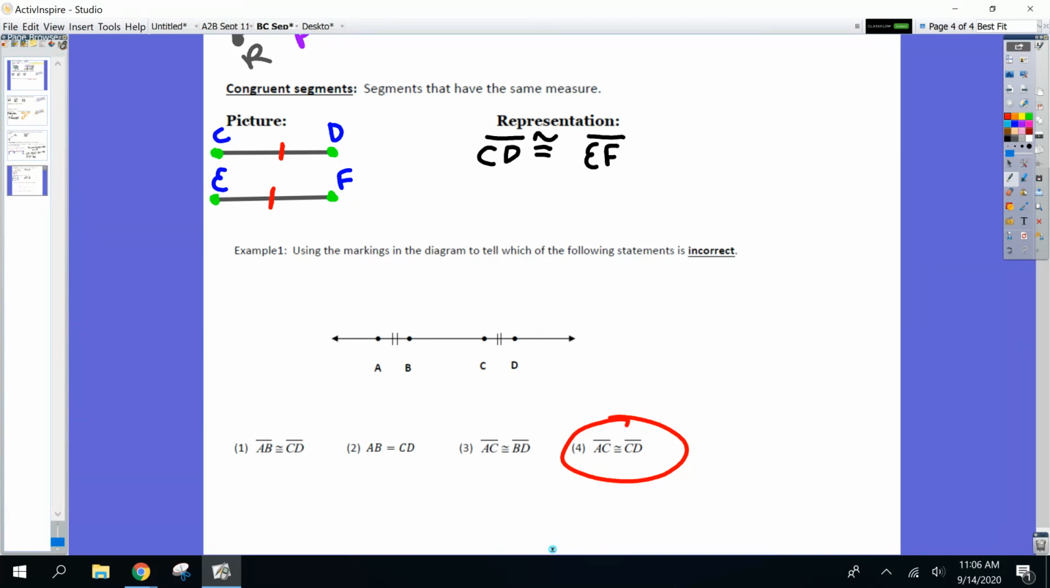Wait, what about number 2? Because that doesn't have the segment thing on top of the letters. What's that mean when it doesn't have it above? We're talking about the length, right? So I'm saying the length of AB is equal to the length of CD, and they have to be equal in length because they're congruent, and that's the definition of congruent, right? Okay, so that one's got to be correct.